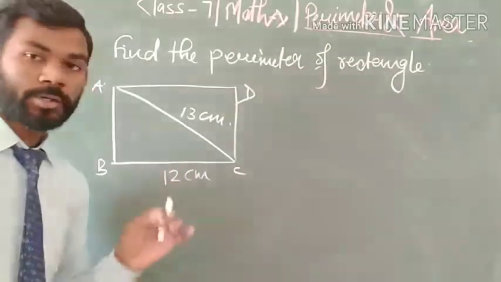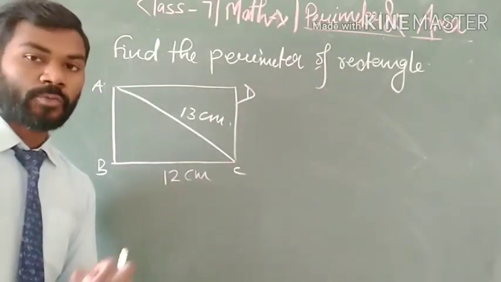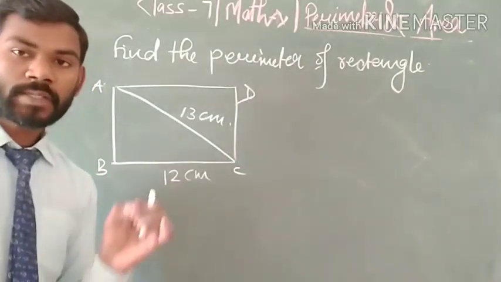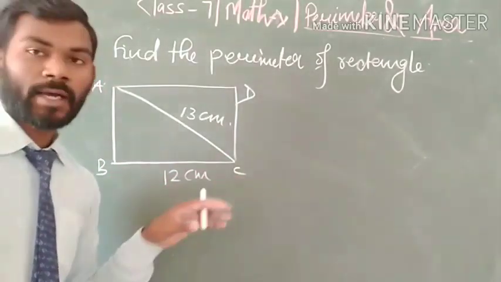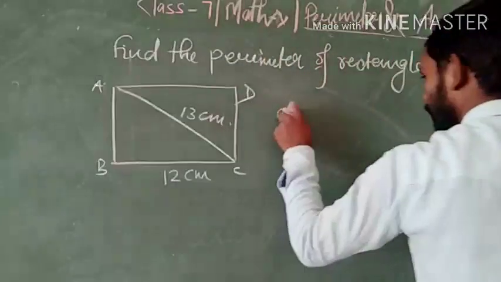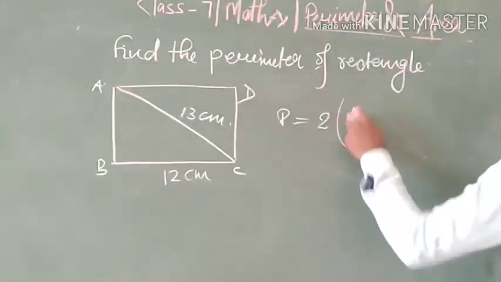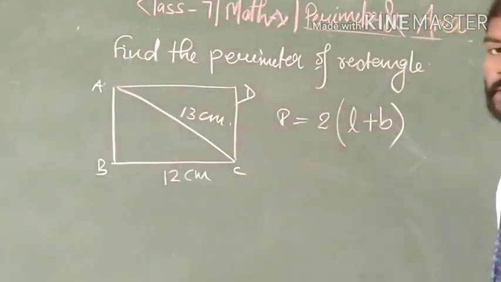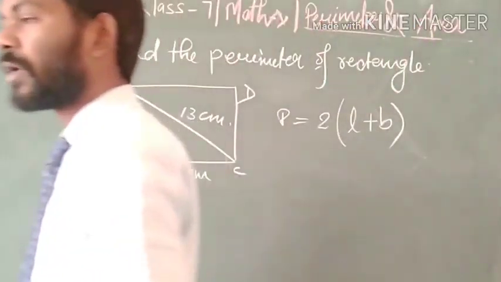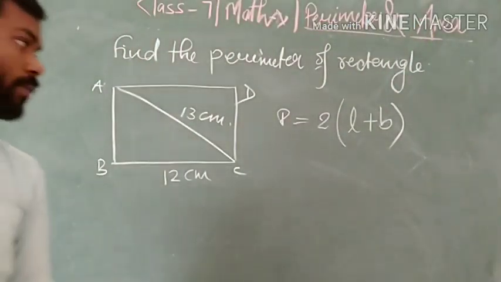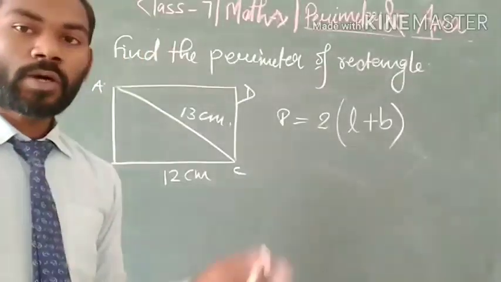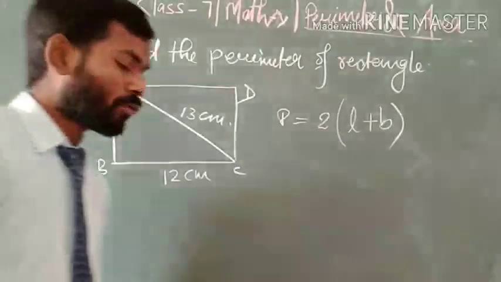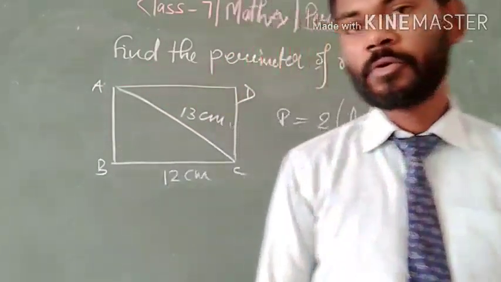Okay, but in order to find the perimeter of the rectangle, we need the width. Without the width, we cannot satisfy the formula. Perimeter of rectangle is equal to 2 into (L plus B). In this formula, there is no term which defines the diagonal. Therefore, we cannot find the perimeter of this rectangle using this formula directly. So first of all, we have to find out the width of this rectangle.